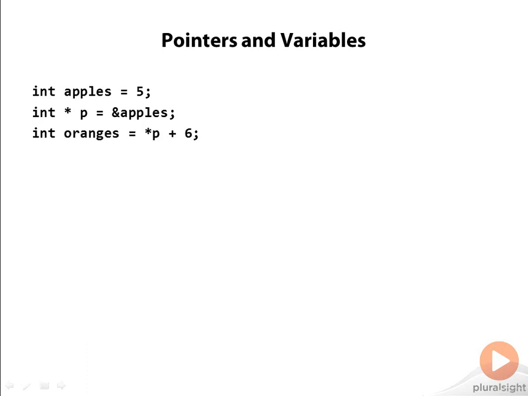Now we see another use of the star, and in this case it is another unary operator that returns the contents of its operand. This is often called the dereference operator, as it dereferences the pointer, returning the variable being pointed to. So here we see an expression, and you can read it as the contents of p plus 6. The result of this expression is then used to initialize the oranges variable, giving it an initial value of 11.